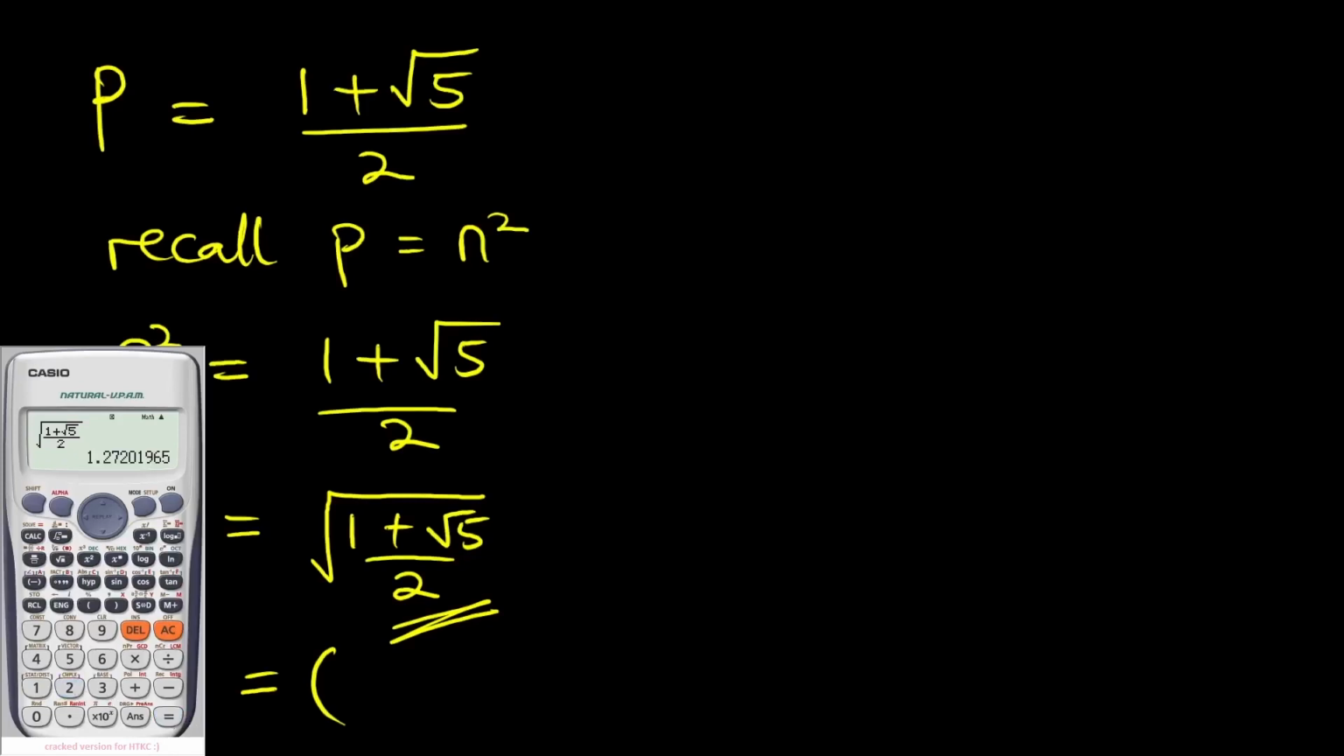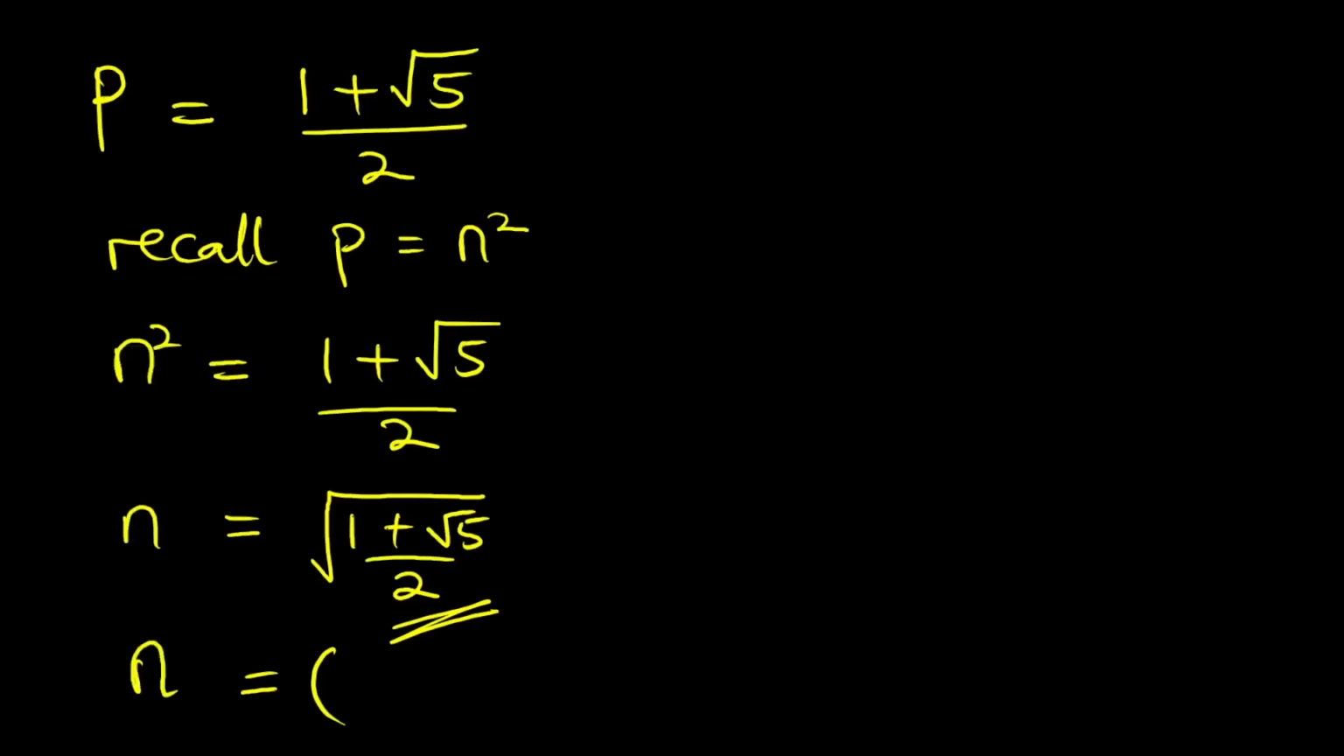And the final answer is 1.272. Okay, so I have here 1.272 approximately. That's 3 decimal places. Okay, so that's the answer.